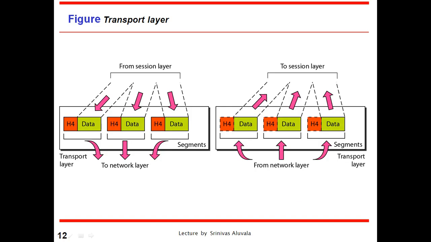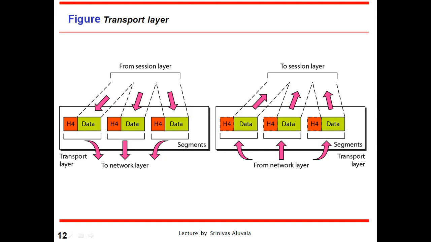Coming to the transport layer, the transport layer takes the data from the session layer and is responsible for process to process delivery of the entire message. A process is an application program running on a host, whereas the network layer looks for source to destination delivery of individual packets.